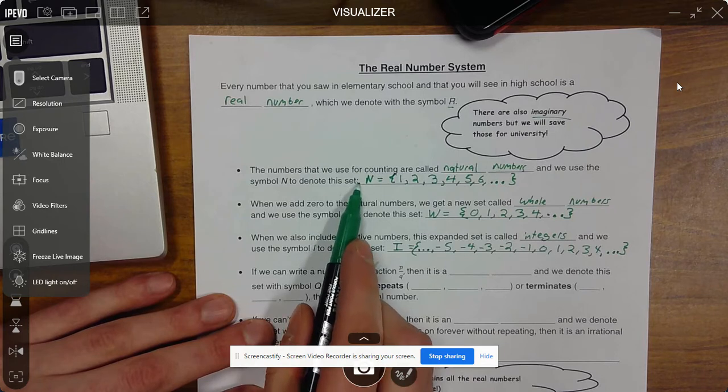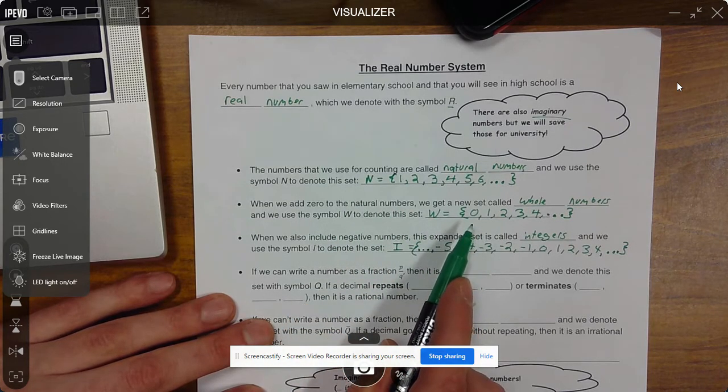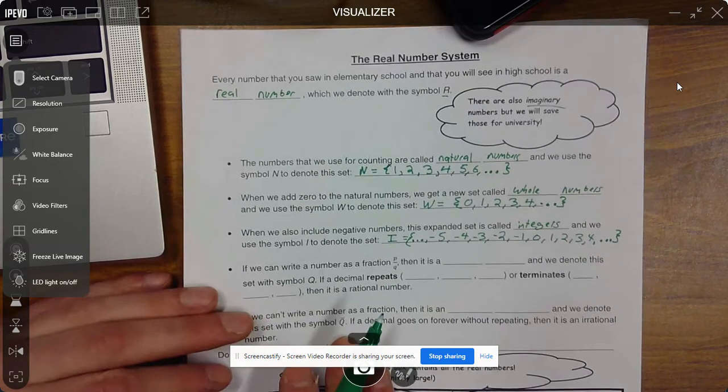So I'm going from small to big. There are more whole numbers than natural numbers because I'm adding 0, one element bigger. And then integers are infinitely bigger because I'm also adding all the negative numbers.